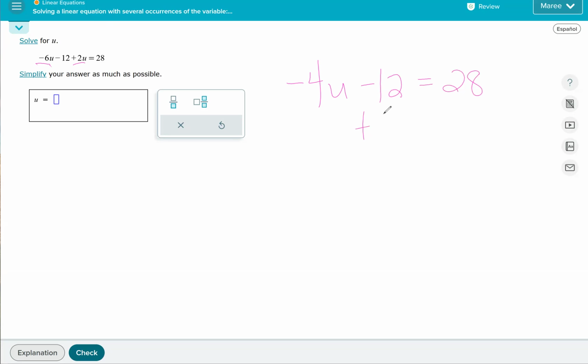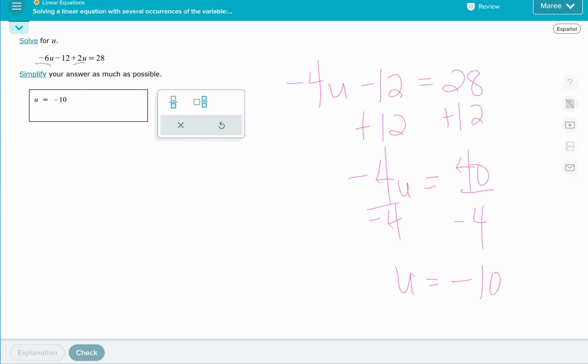So we're going to add 12 to both sides and we get 40 equals negative 4u, and we divide by negative 4. Keep that sign with the 4. So you want to divide by the entire coefficient of u. So that's going to give us 1u equals positive divided by negative is negative. So that will be a negative 10. And that will be the end of the lesson.